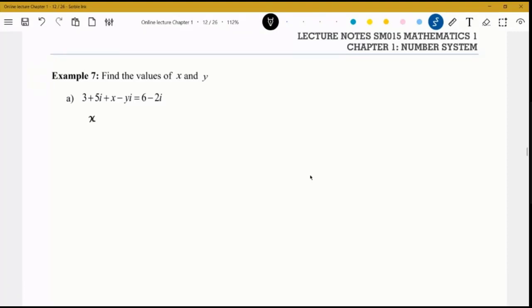So saya jadikan ini sebagai subjek. Okay, so saya tinggalkan ini pada sebelah kiri. And then we bring this one to the right hand side. So end up 6 minus 2i minus 3 minus 5i. So imaginary with imaginary, real part with the real part. Okay, so end up will be 3 minus 7i. So this one is not the final form for your answer. So you should write as in x adalah 3, y adalah 7. Kenapa bukan negative 7?